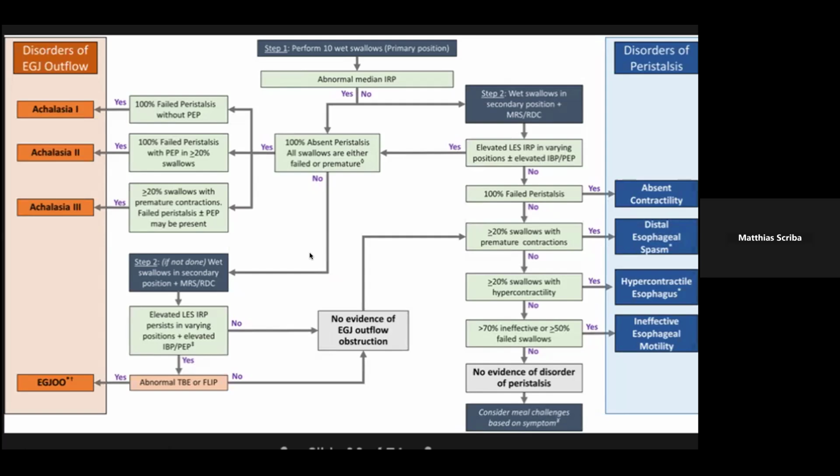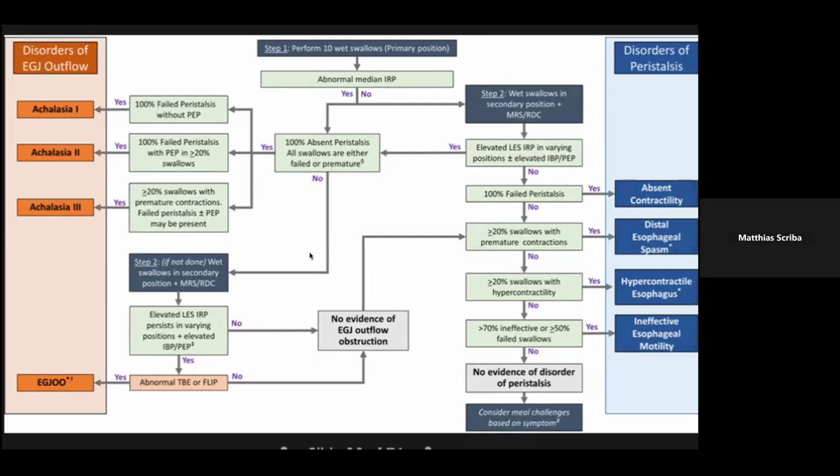So absent contractility outranks distal esophageal spasm, that outranks hypercontractile esophagus, etc. So if you have a distal esophageal spasm and a hypercontractile esophagus on your manometry, we call it a distal esophageal spasm because it outranks the hypercontractile esophagus, just to put that into perspective. But that's a little nuance. I don't think one needs to discuss that in too much detail.